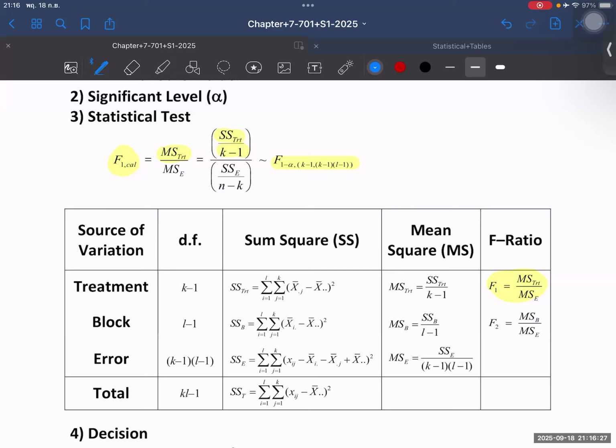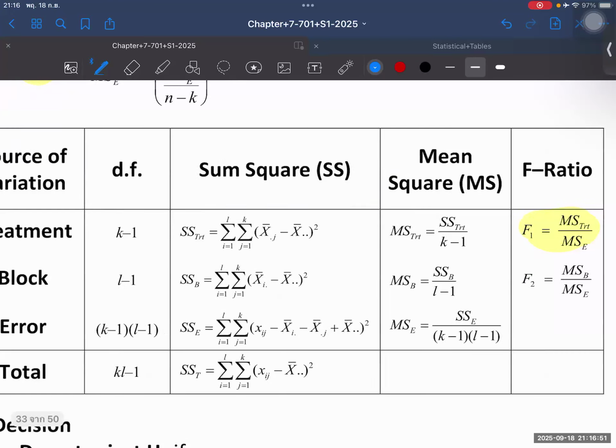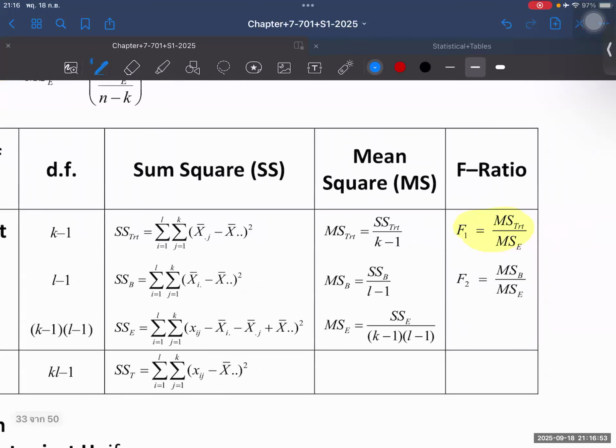So if you want to calculate the sum of the square for each value, you go back to see the previous formula. And if you want to calculate the mean square treatment, you can use the sum square treatment divided by k minus 1. And if you want to calculate the mean square block, you can use sum square block divided by L minus 1 again.